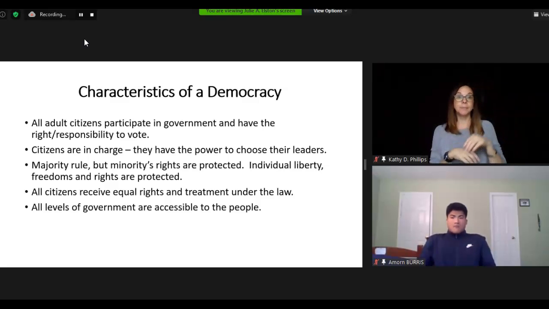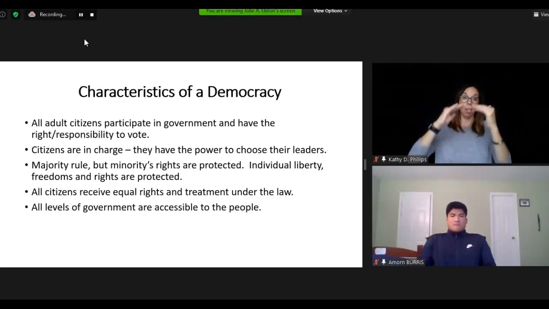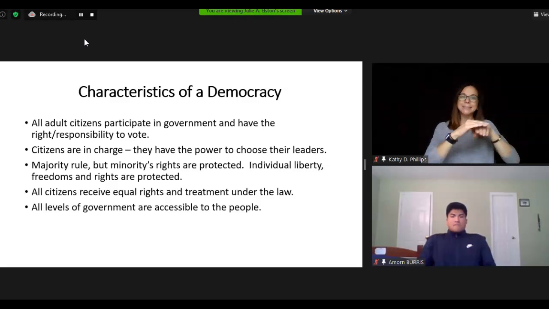In a democracy, all citizens have equal rights. They're treated fairly and the same under the law. And all levels of government are accessible to the people. You can contact your leaders. You can write to them. You can communicate with them. You can open up their door and go visit them, right?